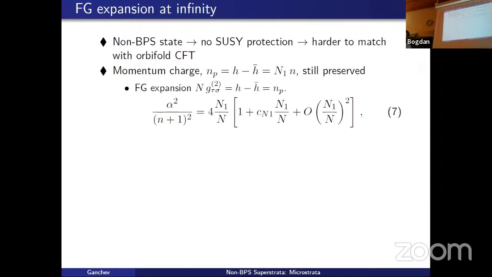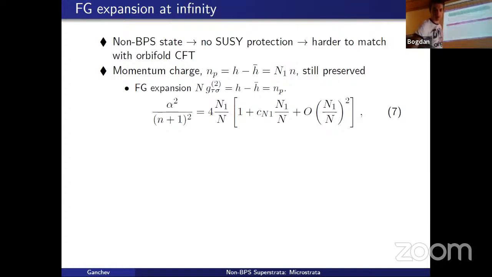Okay, so now because we're considering a non-BPS state, there's no SUSY protection, so there's not much you can do in terms of matching with the orbifold CFT predictions. But there are still some quantities that remain preserved, and one such quantity is the momentum charge given by H minus H bar, or on the CFT side, N1 times N.